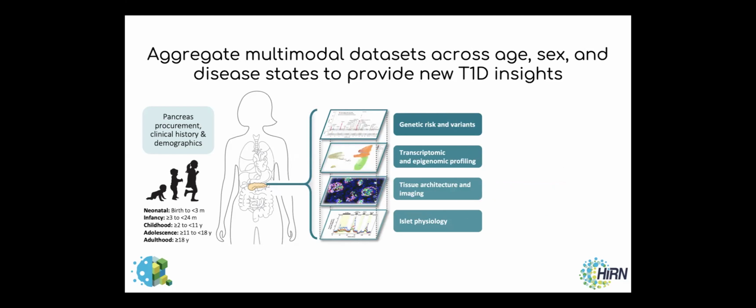Again, through a survey of the community, as Anna nicely mentioned, our platform started integrating first genetic risk and variants into the platform setup, and also transcriptomic and epigenomic profiling. But as time goes on, we hope to incorporate data sets including tissue, overall pancreas architecture, imaging data sets, and also functional data reflecting islet physiology.